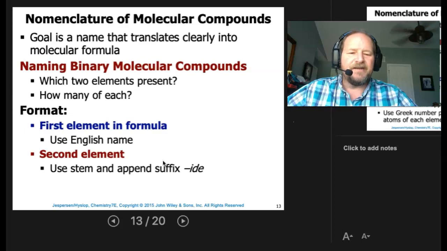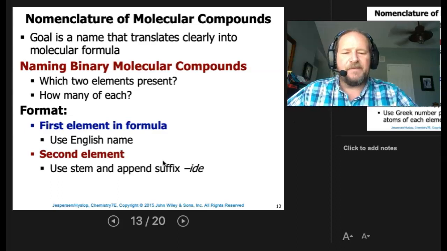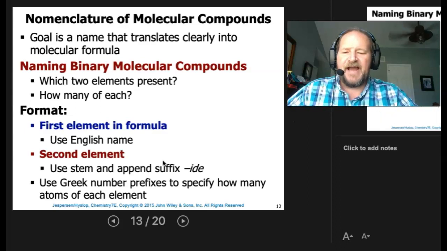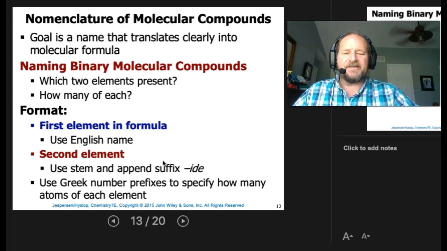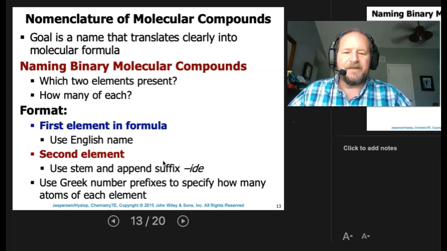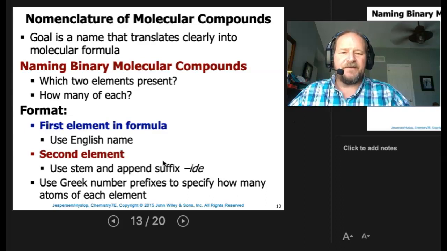I don't know why we ended in "ide." No one's ever explained that to me. It just seems a lot of confusion there, because then you're going to mix match this with ionic naming, because everything's ending in "ide." All right, now we'll use Greek number prefixes to specify how many of the atoms are there. So remember, our name has to tell us what is there and how many is there. Since we don't have charges, we can't do crisscross or any of those types of things to figure out what's there. So the way we do that is with a prefix.